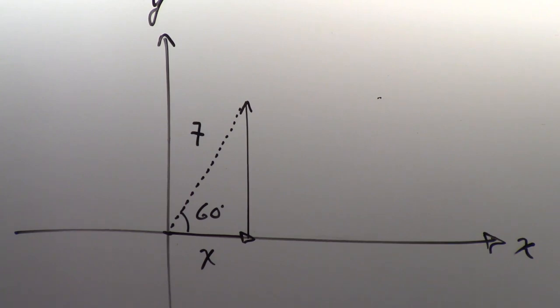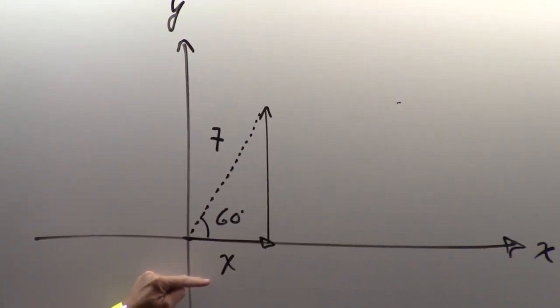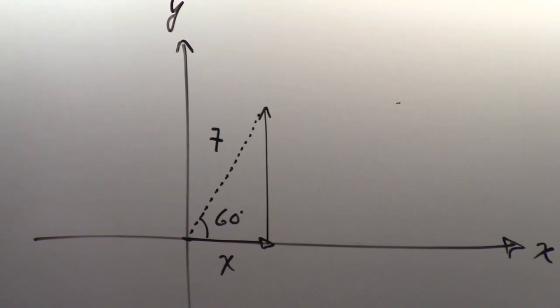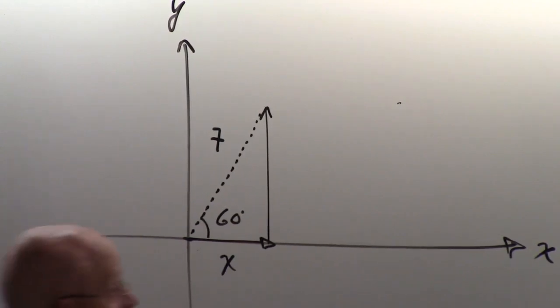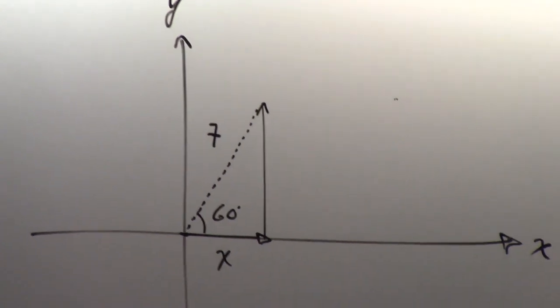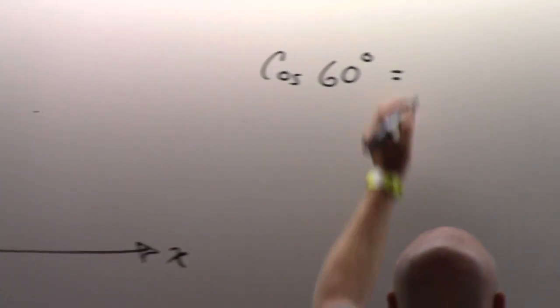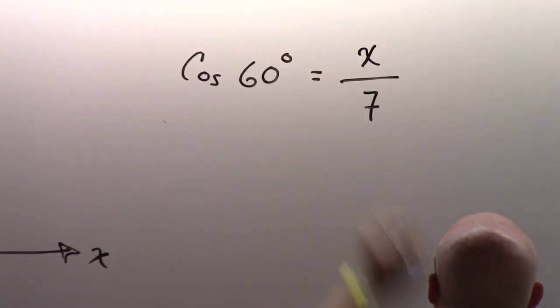Right, and so I'm going to use the trig functions. Now, I already used one called the tangent, which has to do with opposite and adjacent. But if you look at this one, I know the hypotenuse, and I'm looking for the adjacent. And as I heard somebody say, that's the cosine function. So that would mean cosine of 60 degrees would be x over 7.